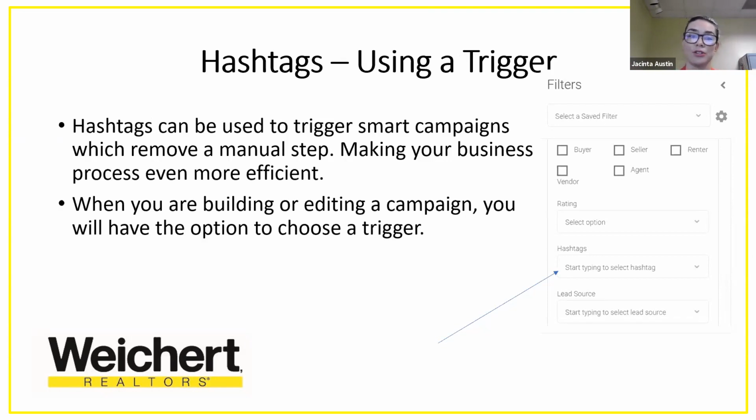Okay, and you can use it as a trigger. Hashtags can be used as a trigger for smart campaigns, which remove a manual step, making your business process a bit more efficient. As an example, you can use an open home hashtag as a trigger to send out a follow-up email within the hour of the open home finishing. So when you're building or editing your campaign, you have that option.